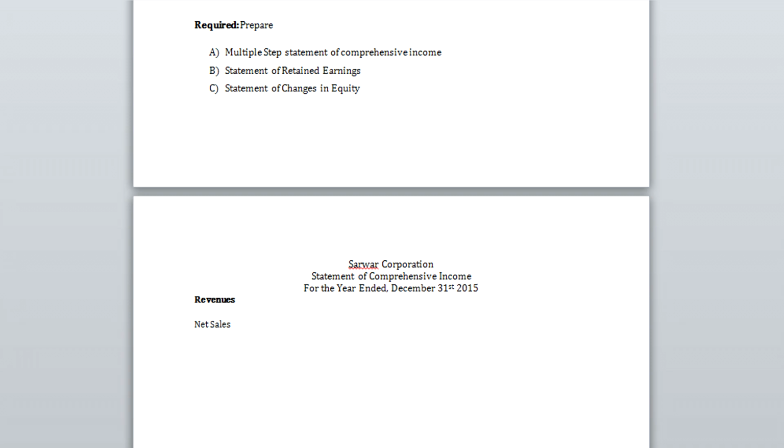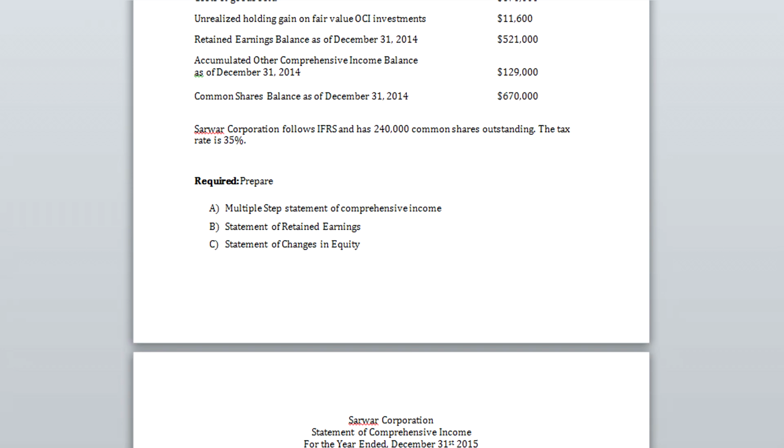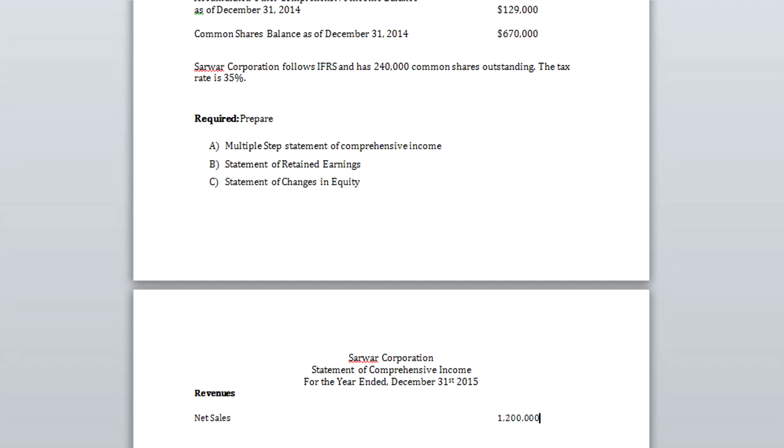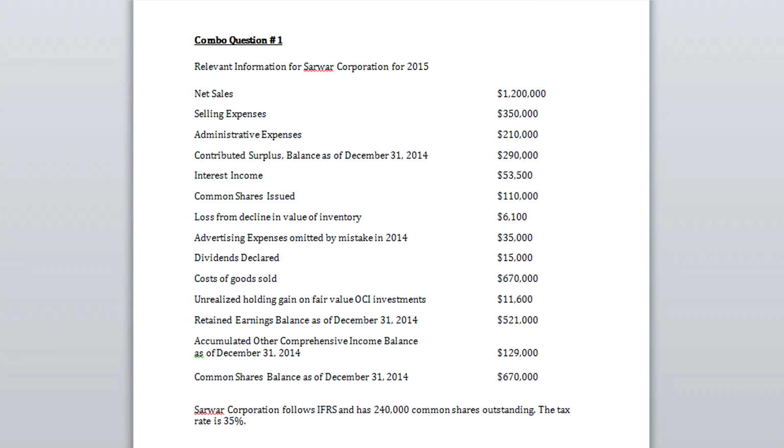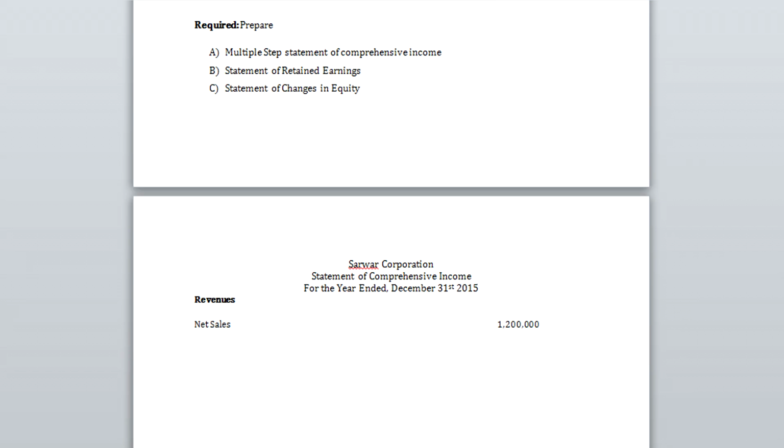So it gives us our net sales here of $1.2 million. And then that is basically it for the revenue section. We will then move on to the cost of goods sold section. Cost of goods sold. Okay, and again, I'll bold that there for you.